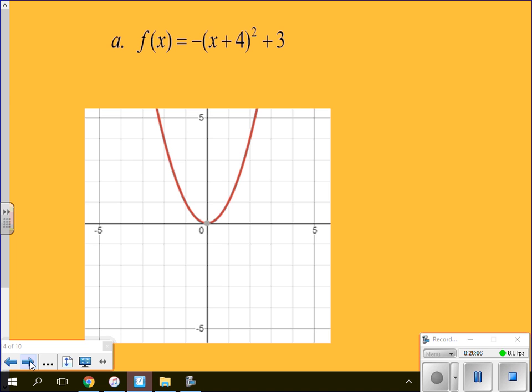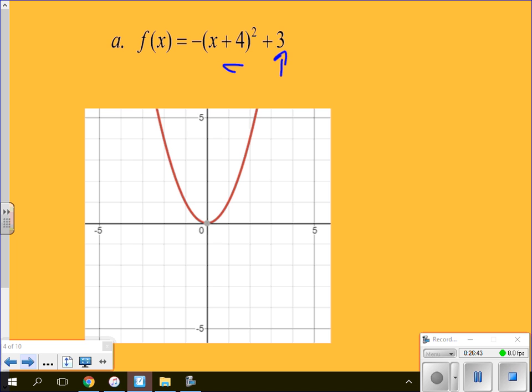So let's take a look at this. This is our parent function. I've got a graph of the parent function up here. And I want to know, what do I do to it? What are the things that are being done to this parent function? So I look at the +3. What does the +3 outside mean that I do to the whole thing? It means I go up 3. That moves my vertex up 3. What does the +4 inside the square mean that I do? Move to the left 4.